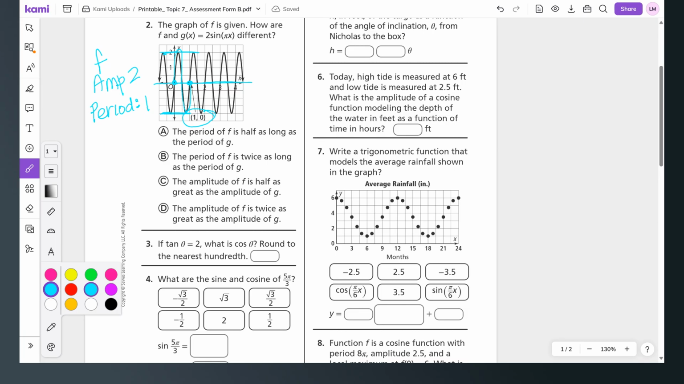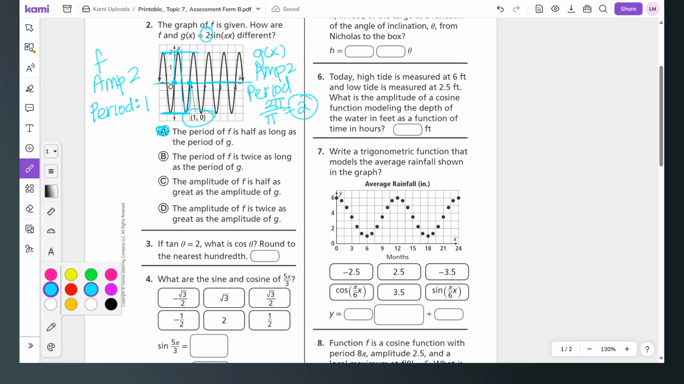All right, so let's look at g. So for g, the amplitude is 2 because of this number. The period, I have to figure out, is 2 pi, normal period for sine, divided by pi. So that's 2. So g takes twice as long as f does. Or f is half as long as g for the period.